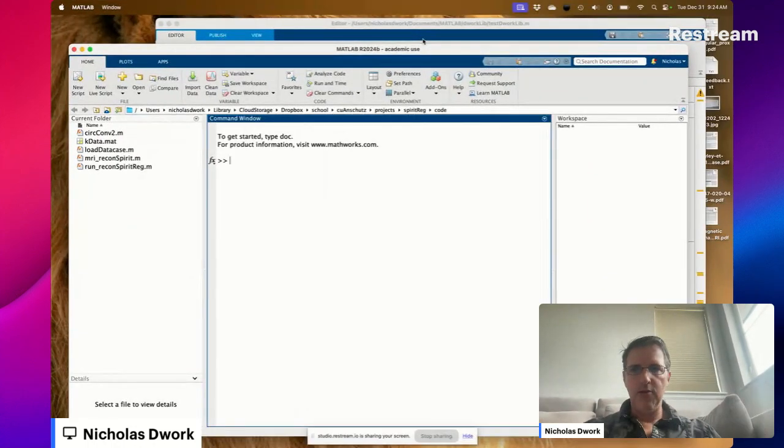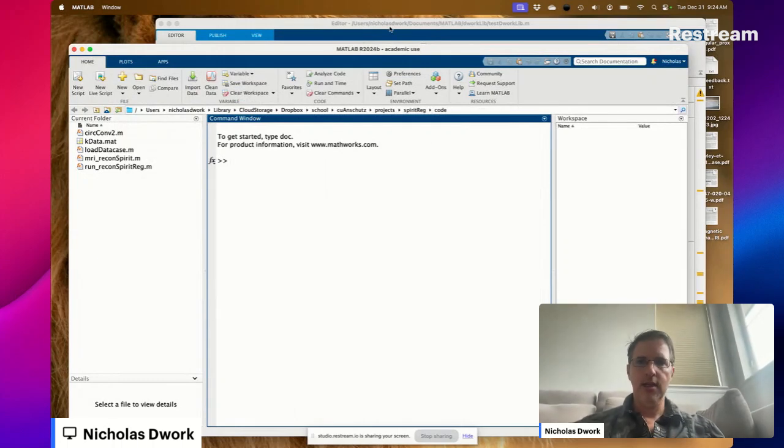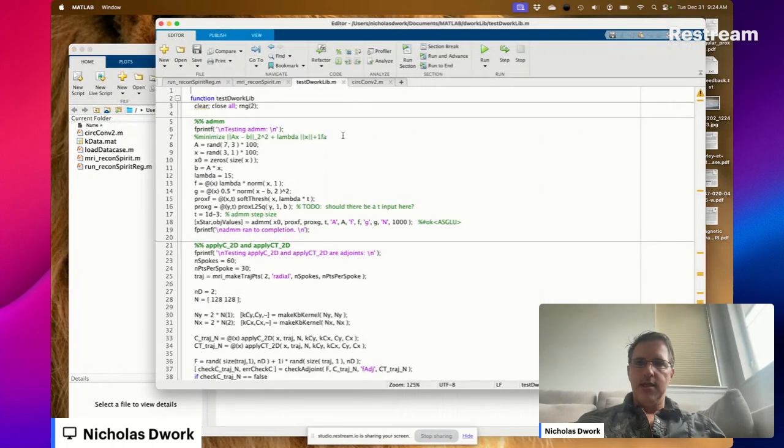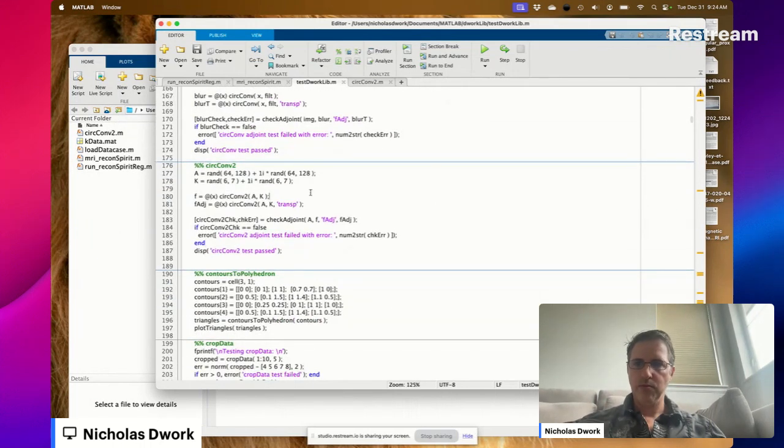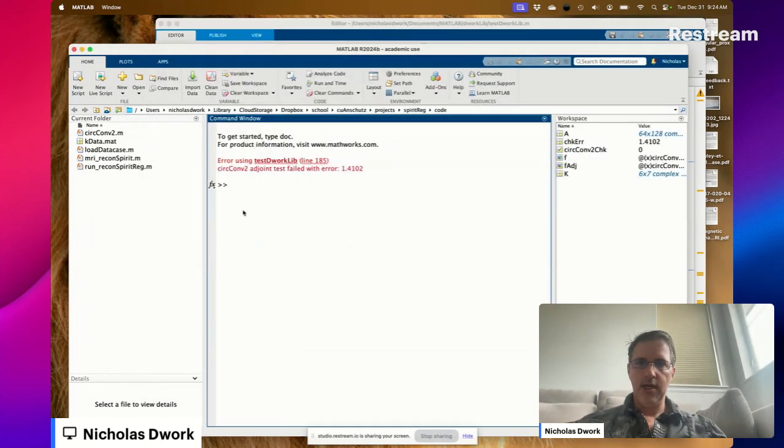Okay. I want to finish what we started yesterday. Let's see if we can figure out how to get cirtcom 2 to work out. Because right now it's breaking.